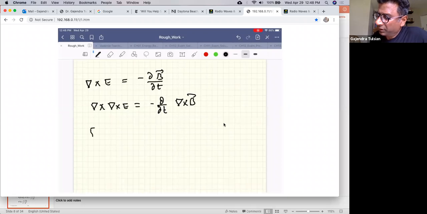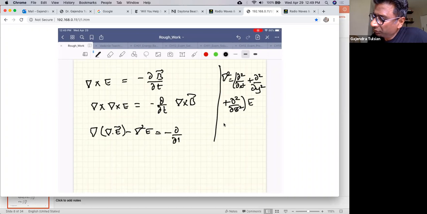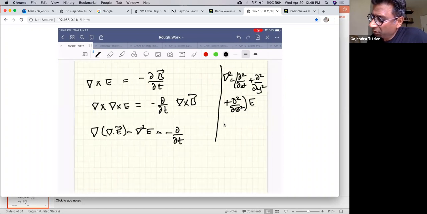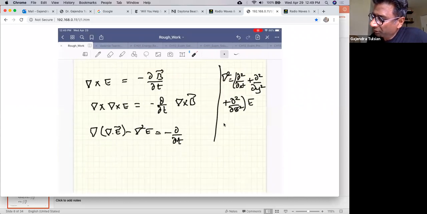Now this is gradient of divergence of E minus del square E. By the way, the operator del square is del square by dx square plus del square by dy square plus del square by dz square. That's what that operator is. And that's equal to minus del by del t of curl B. Now you can see from this equation, curl B is 1 over c squared del E by del t.